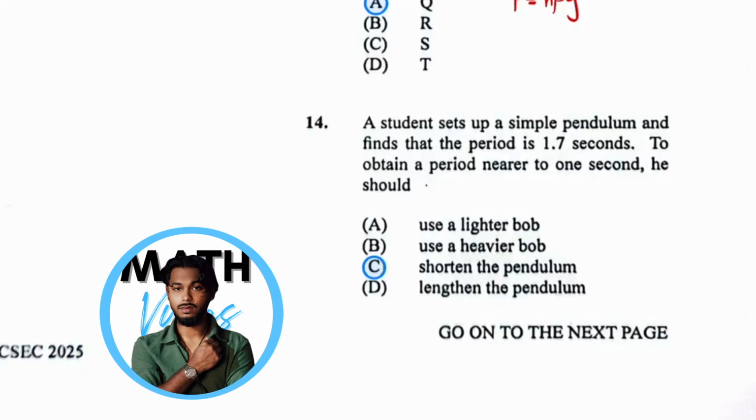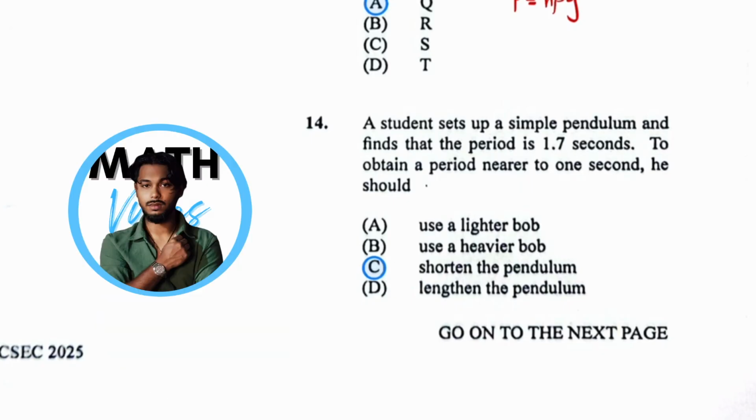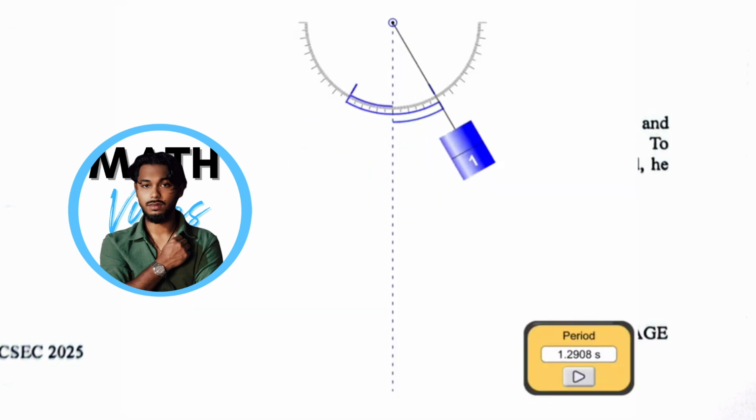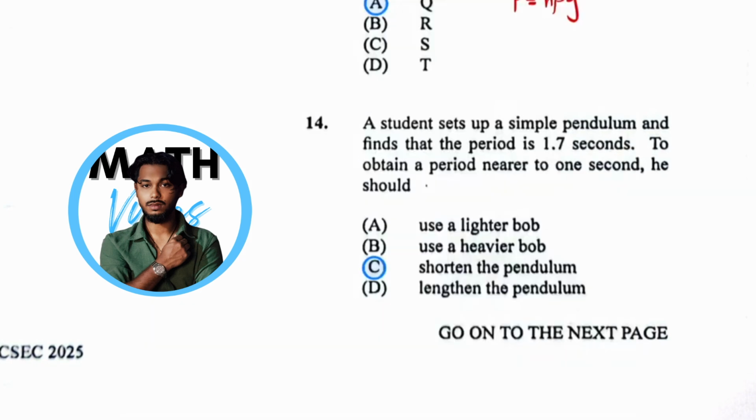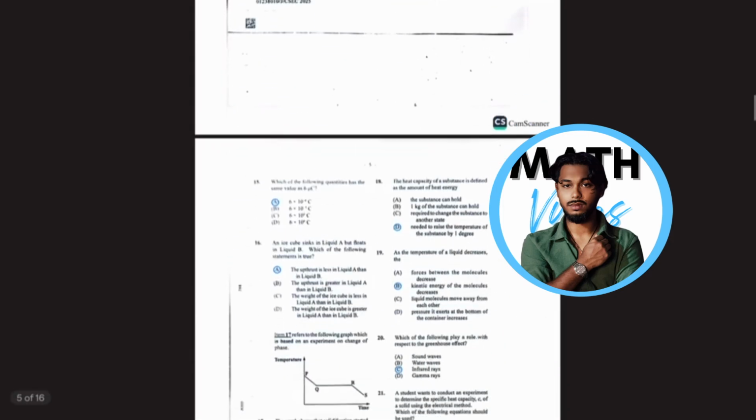Question 14. A student sets up a simple pendulum and finds that the period is 1.7 seconds. To obtain a period nearer to 1 second, he should, anytime you want to decrease your time period, you should shorten your pendulum. So I'm going to provide 2 animations here. Now I'm going to show you guys what happens in the time period when you shorten the length of the pendulum. So you could clearly see that by decreasing the length of the pendulum, the time period decreases.